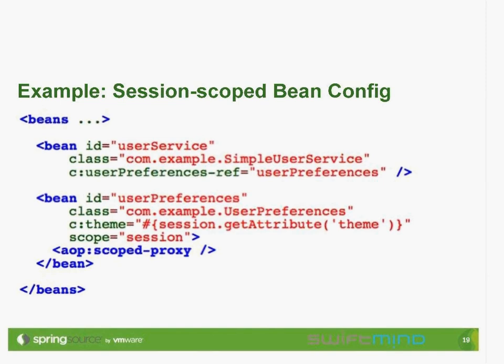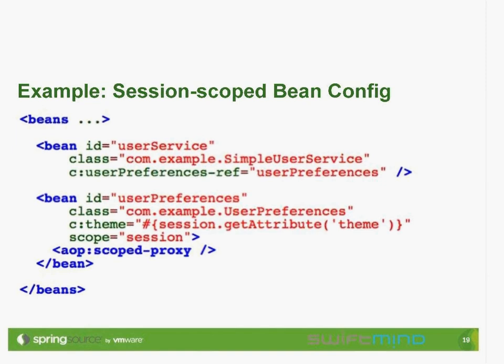So in our actual bean, we'll see that the theme is somehow retrieved and/or set. In this configuration here for the example session scope bean config, again we have the user service, and again it takes a constructor argument, but this time it's a reference to a user preferences bean. And if we look at user preferences, the second bean, we see that it also has a scope defined, but now it's scope equals session instead of scope equals request. And again, we can't forget to use the AOP namespace to ensure that this is a properly scoped proxy.